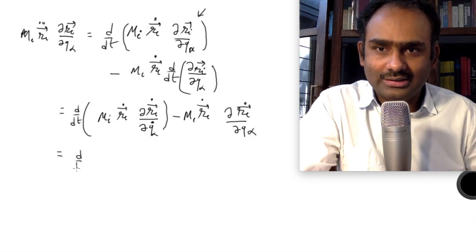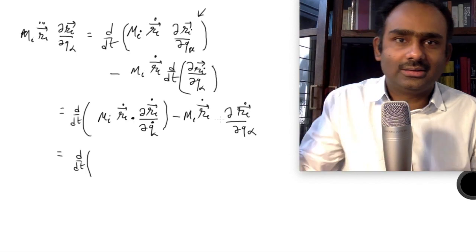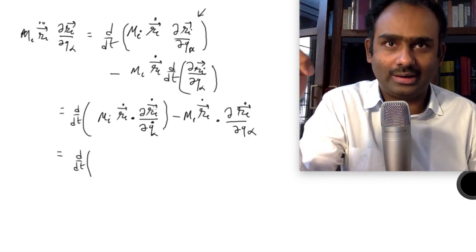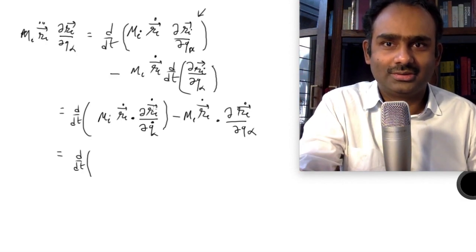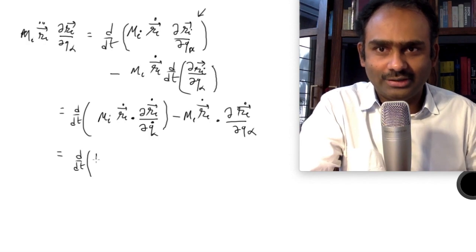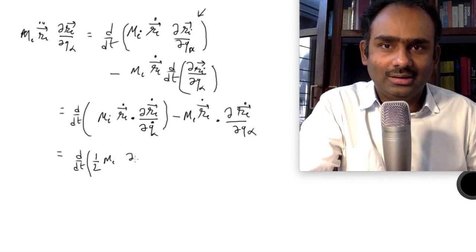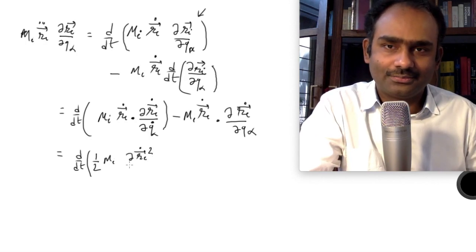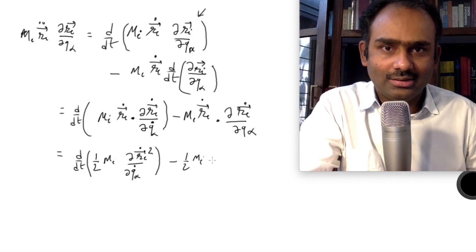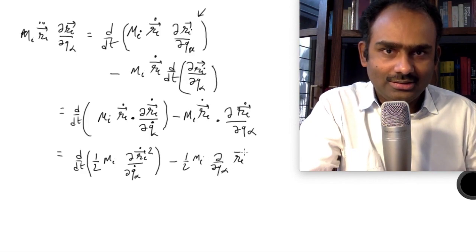This I can write as d over dt of, now what is this? I can put the ri dot inside the derivative here, so it will become ri dot square, but then I will have an extra factor of 2, right? Because if you take the derivative of r dot square, it gives 2 r dot del r dot. So I get an extra piece of 2, so I remove that by writing half, and then del ri dot square over del q alpha dot, minus the same thing here, half mi del over del q alpha ri dot square.